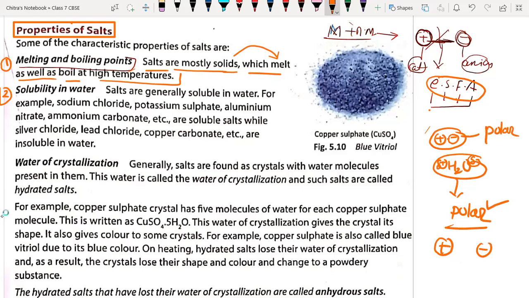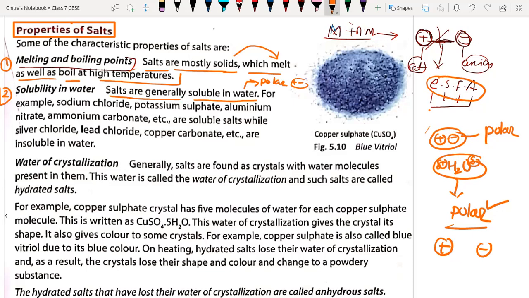And we have one golden rule for solubility. What is it? Like dissolves like. If salts are polar, they are going to dissolve only in polar solvents. Water is also polar, so salts are going to be soluble in water. So generally, salts are soluble in water. What is the reason? Because water is also a polar compound. Polar means positive and negative charges are present in it.